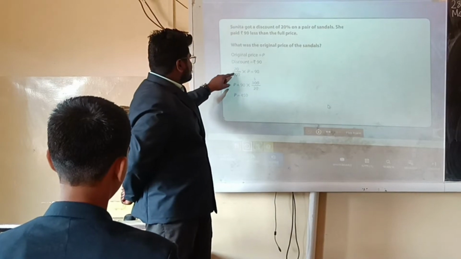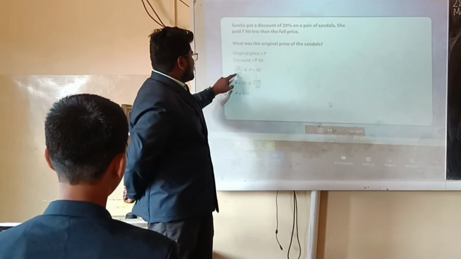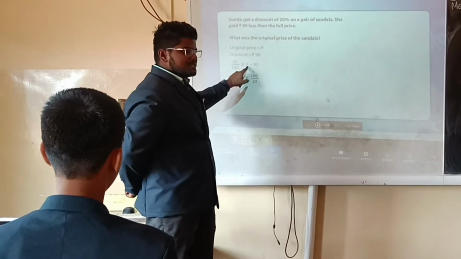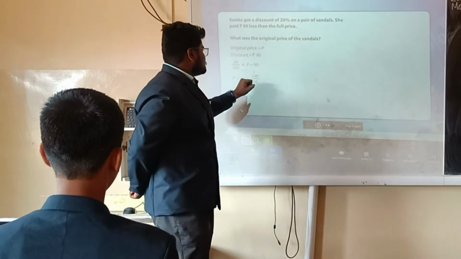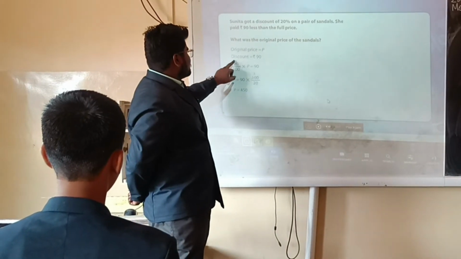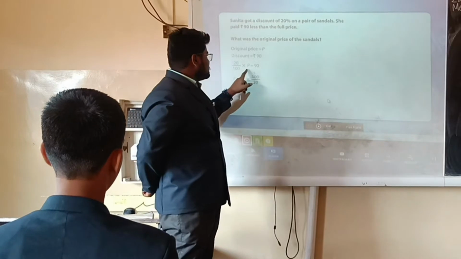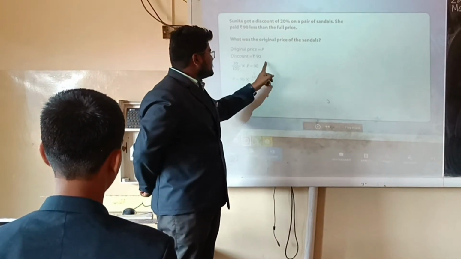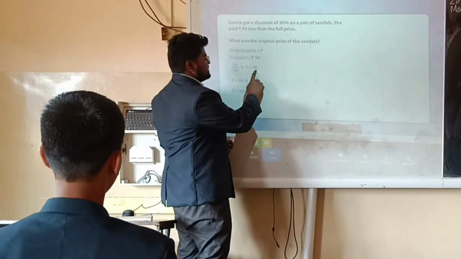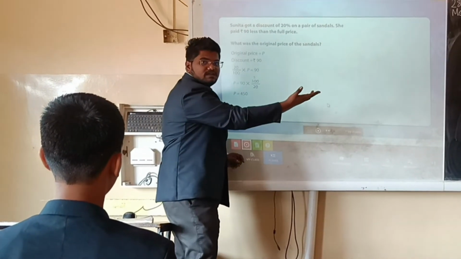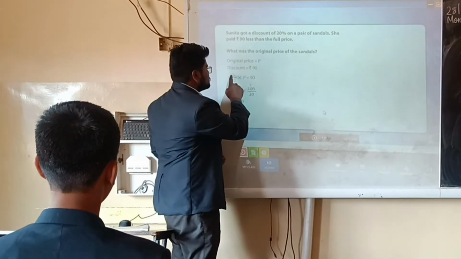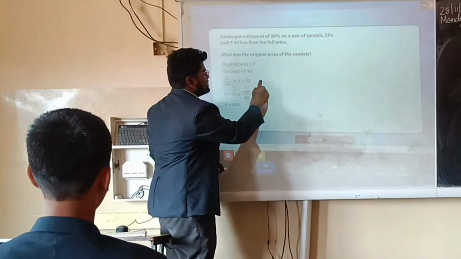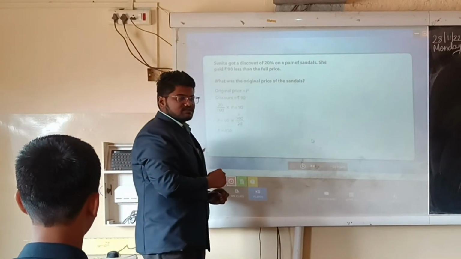Therefore, we'll write 20% of P as 20 upon 100 multiplied by P, which is equal to 90. Now, as you can see, this 20 upon 100 as a fraction is multiplying here. If it is multiplying here, when you take it to the right side, the side which is on the right of the equal to, this 20 upon 100 becomes 100 upon 20. Now again, the inverse sign.